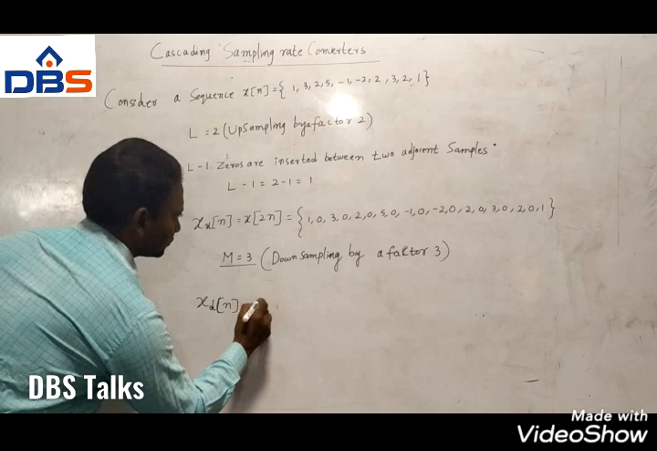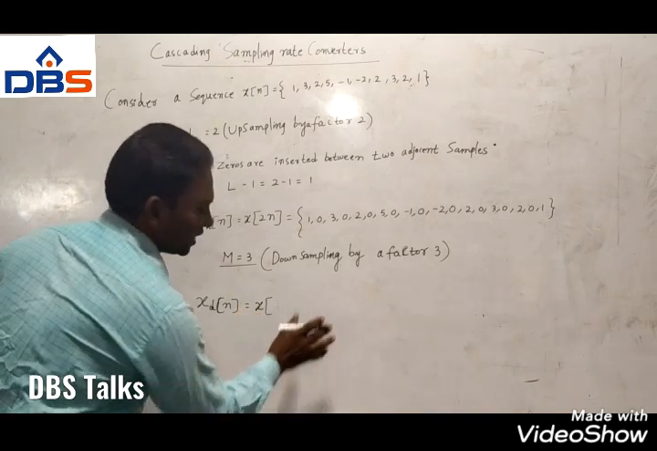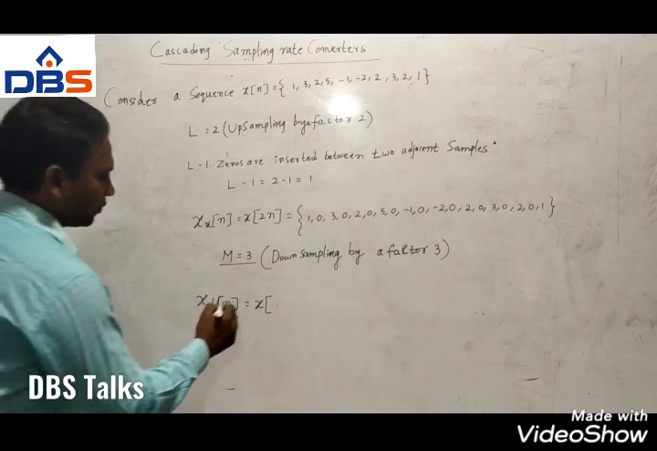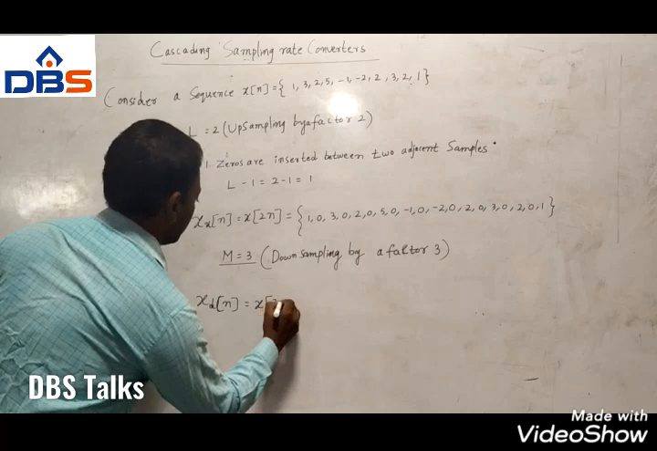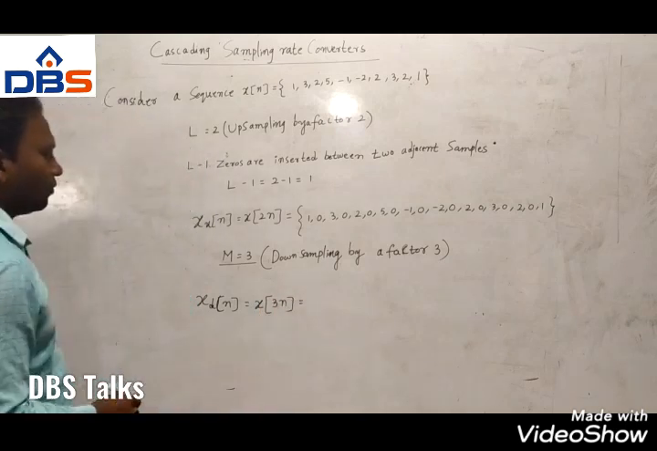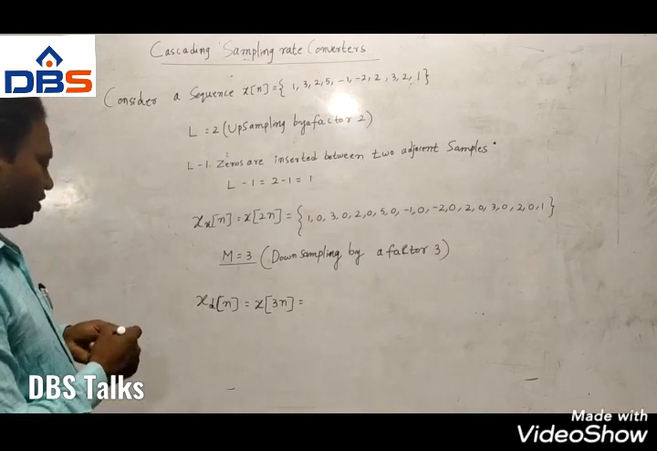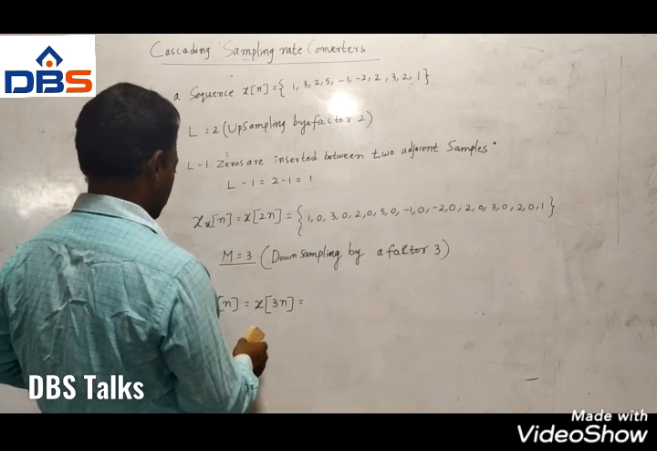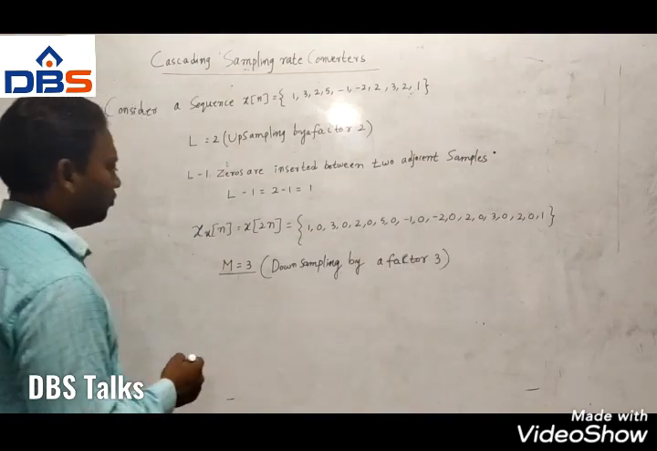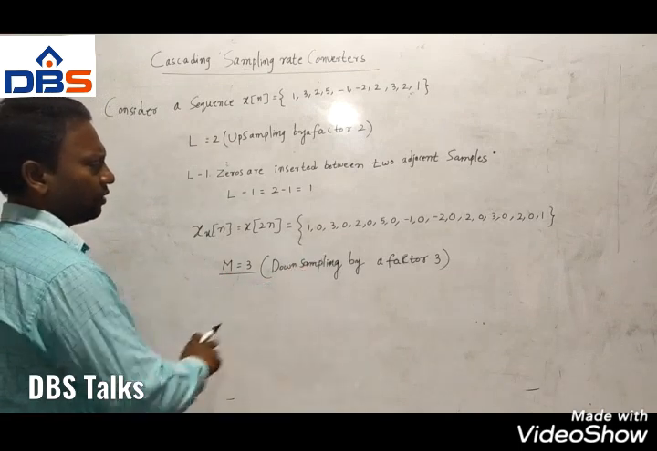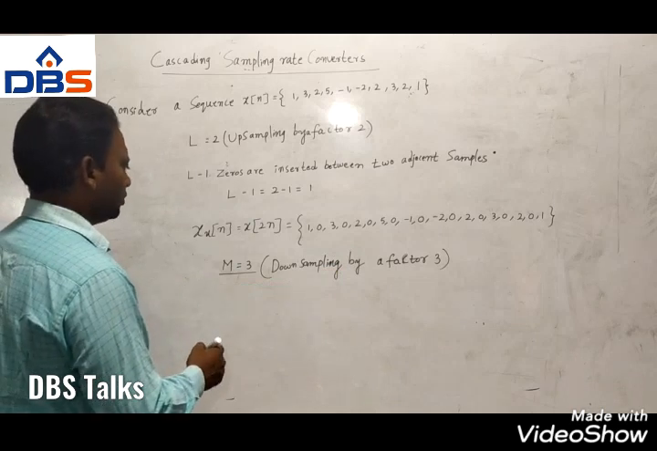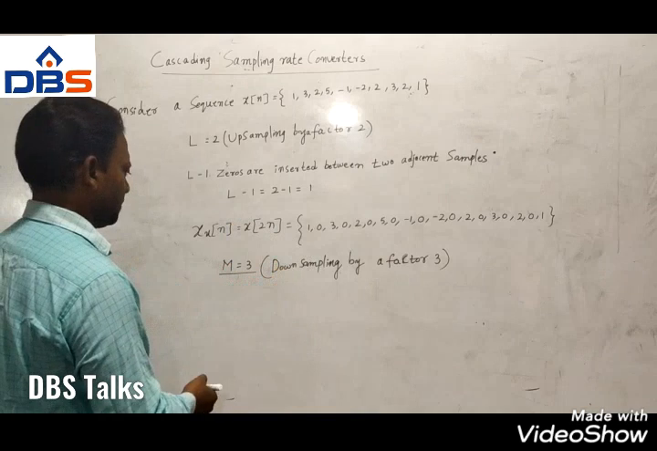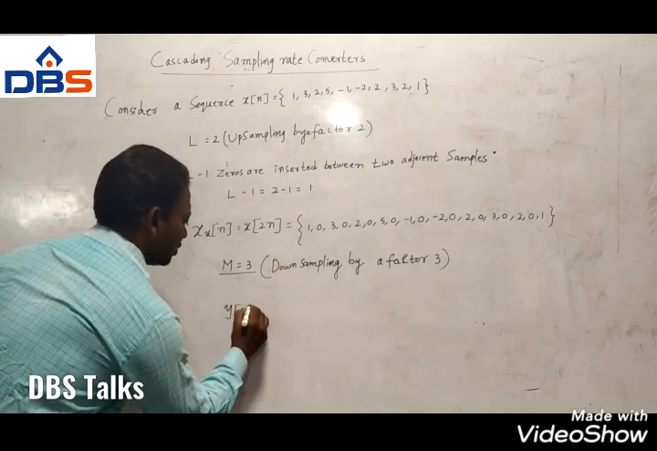Like this, x of 3n. So the meaning of this is, now we will see the downsampling by a factor 3. Downsampling means you already have this upsampled signal. This upsampled signal is downsampled by 3. Now that is the final output. Final output y of n is equal to.